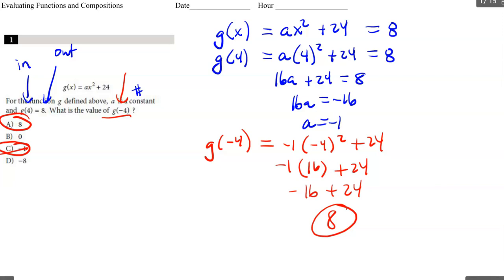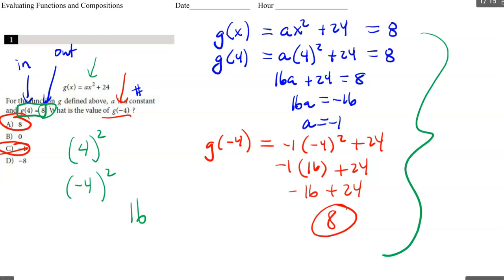Now, kind of looking back at the problem, we could have realized and used this first answer, because if you're going to input 4 in for x, since we're squaring it, 4 squared for x is going to be the exact same thing as negative 4 squared. They both come out to be 16. So really, we knew the answer was going to be 8 right away. So, all of this work was kind of unnecessary, I guess.